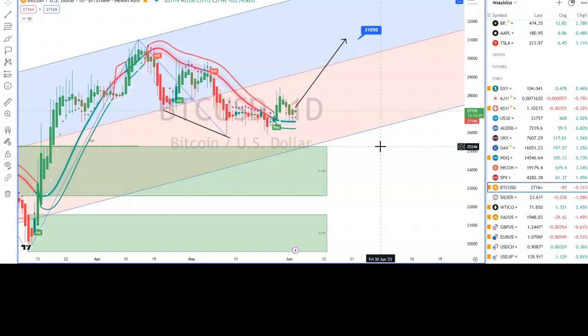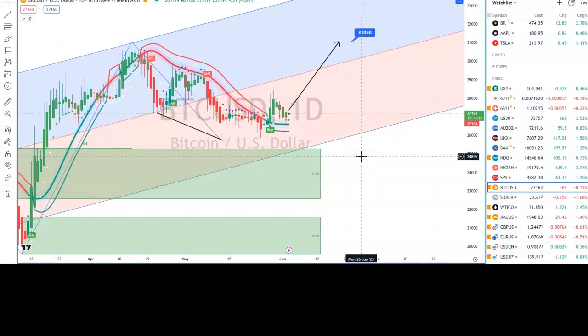So the Bitcoin, 27,166, it finished on. Now we can see that the price has now changed direction, break of structure actually. And so any price action going high, we've got a buy signal, and you can see the uptrend here clearly. It might need to dip down a bit deeper depending on market sentiment, but nonetheless, target for this week, 31,050.